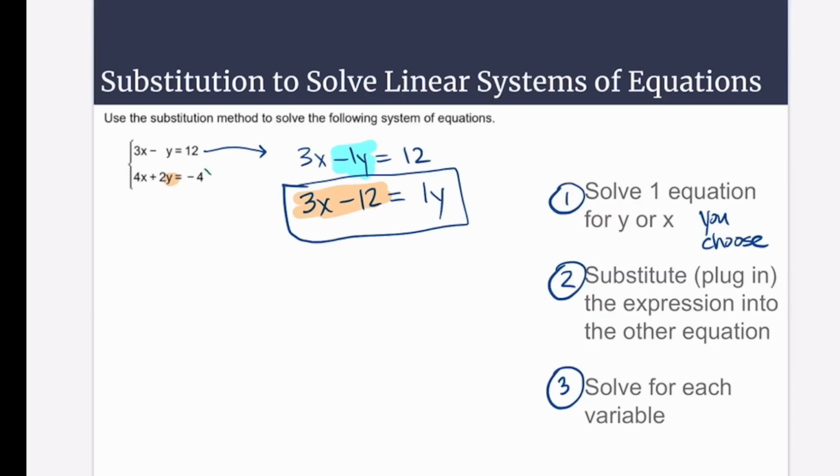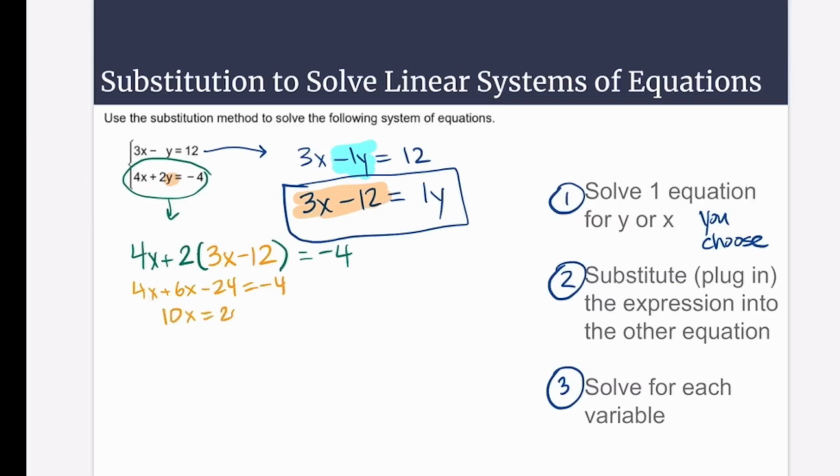Not in the one that I just did, but I'm taking the second equation now: 4x plus 2y equals negative 4, and I'm going to substitute what I got from my first equation, the 3x minus 12, into there. Now I pretty much just have a straight up linear equation. I could solve this and solve for x. So 4x plus 6x minus 24, 10x equals 20. So x is 2. I got my x value.